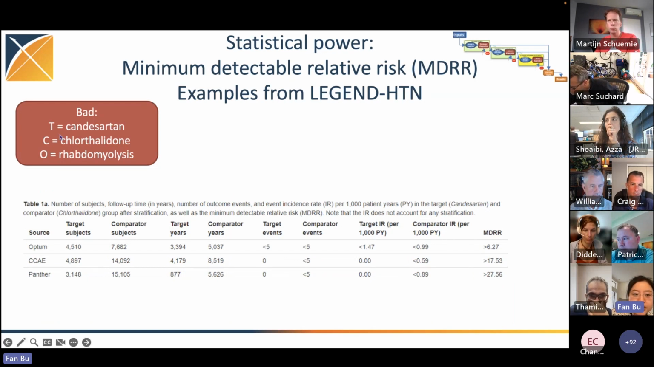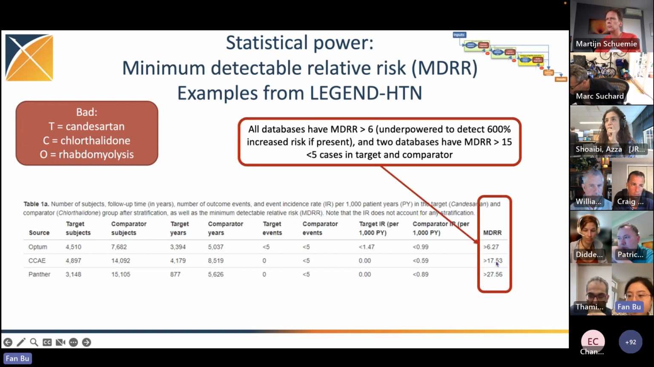And this is an example of a not so good case. So for a different TCO triplet, again, across multiple data sources, we notice that the MDRRs are rather large. So it means that only for huge effect sizes will our analysis be able to detect them. So that is not very good. That means we do not have enough sample size to say something strong or informative or meaningful.